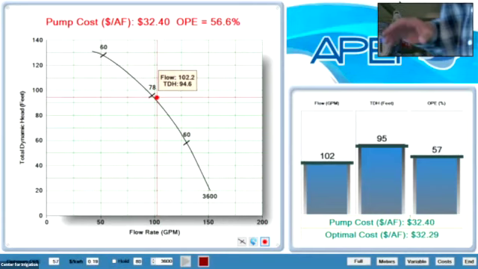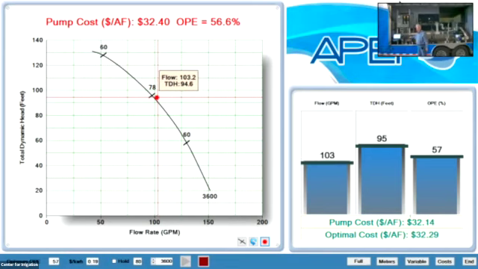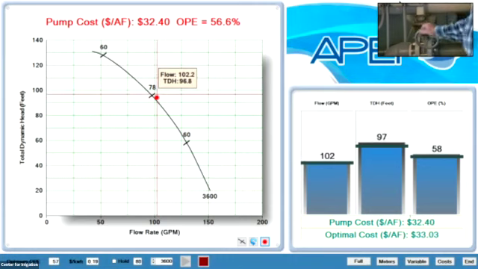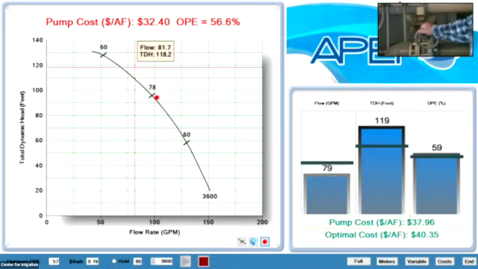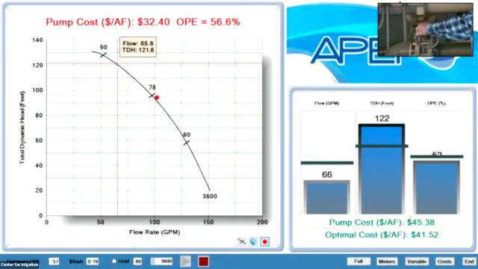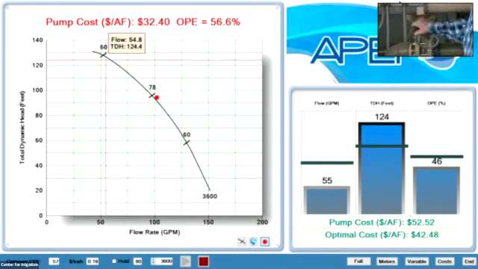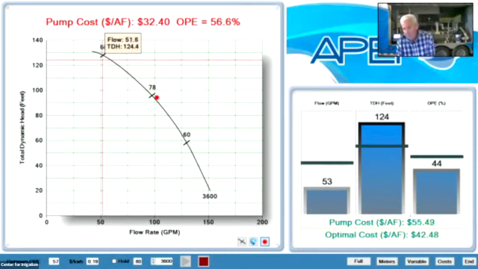All right. Now, let's say this is a variable or fluctuating condition. I'm going to close this valve now. I'm going to close this valve some more. All right, so I went from 95 feet to about 124, 125 feet. It's like the water level dropped 30 feet.